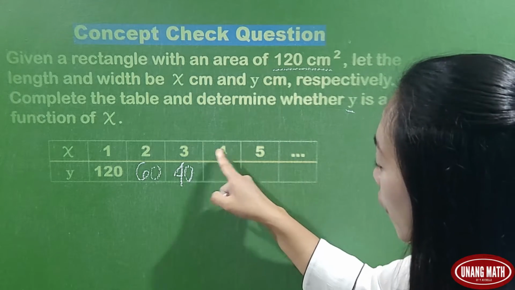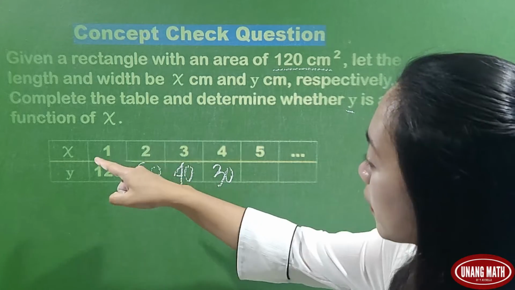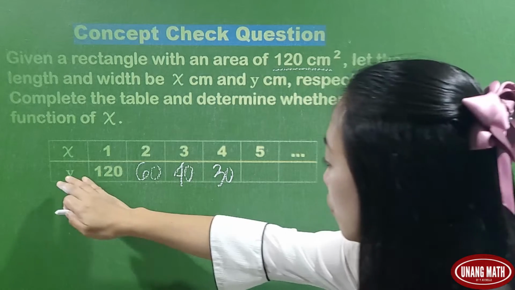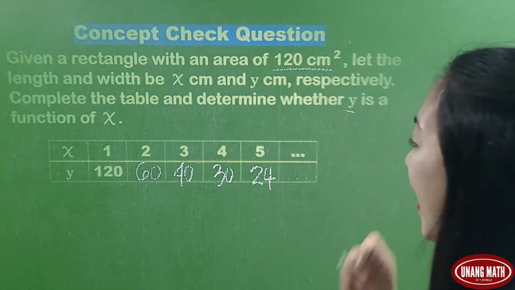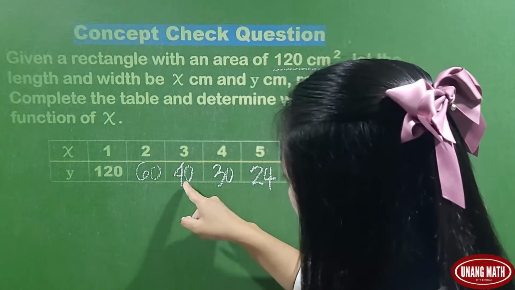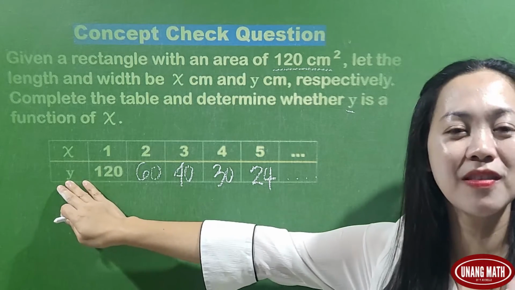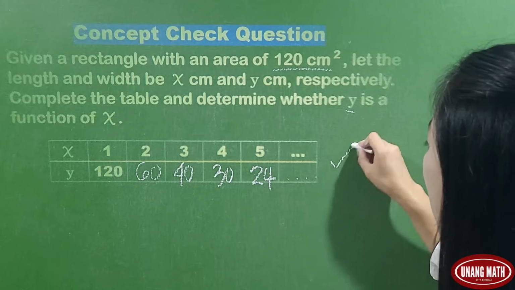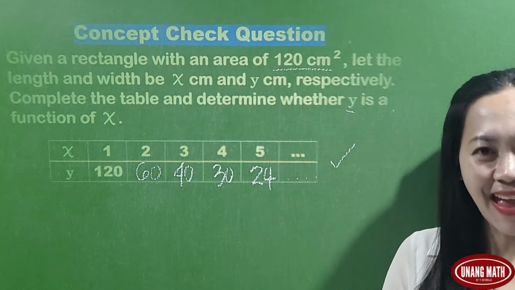If x is 4, then this is equal to 30. What about if x is 5, or our input is 5? Then the output is equal to 24. And so on. As you can see, we just have a unique value of y, or the output is just a unique value. So this is an example of a function. So y is a function of x.